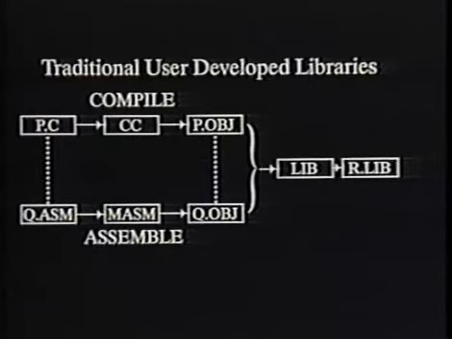So to create a traditional library, you write the code for the library routines in C or your favorite high-level language, or assembly language, and then you compile or assemble them and end up with a set of object files. Then you use a utility called lib, which is a librarian, which takes the object files and collects them together in a library, which is then given the extension .lib.